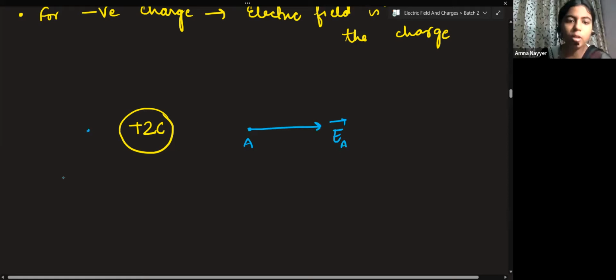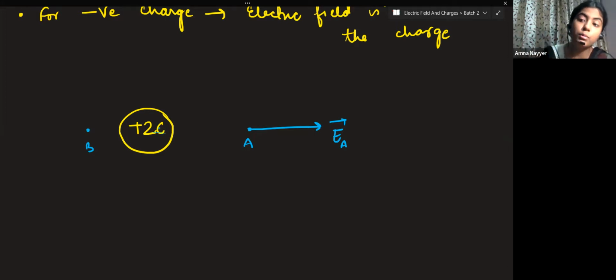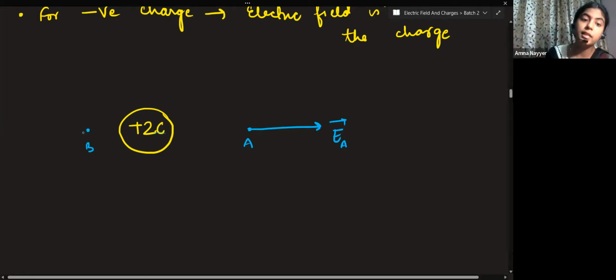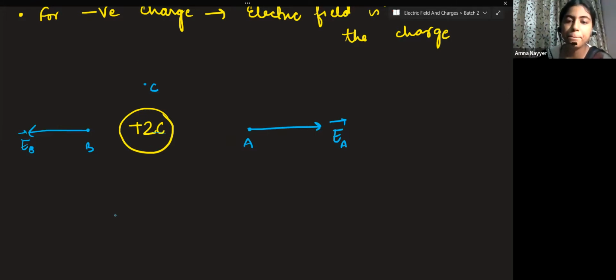If I take a point over here, let's say this point is B. Since the charge is positive, you have to move away from the charge. If you move in this direction, on the right hand side, similar to A, it will lead you towards the charge, but we don't want this. We want to move away from the charge. So this means electric field will be towards the left hand side. This will be for EB. If I take a point over here, Akifa, you tell me, what will be the direction of electric field for point C?